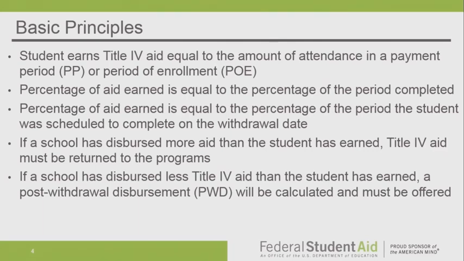If a school has disbursed more aid than the student earned, Title IV aid must be returned. And if a school has disbursed less Title IV aid than a student has earned once you've done the calculation, then a post-withdrawal disbursement is calculated. And you have to offer that, either disburse the aid to the student if it's a grant, or offer the aid to the student if it's a loan.